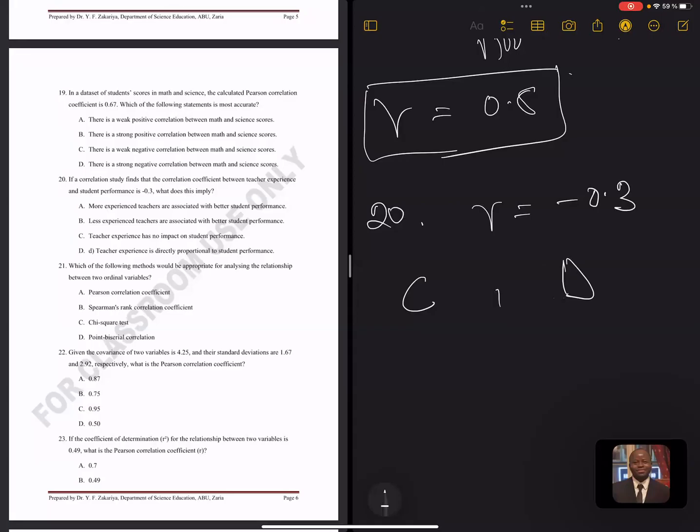Less experienced teachers are associated with better student performance. This one is low against high. So this is opposite direction. When one is low, the other is high. When one is high, the other is low. So the right answer is B. Less experienced teachers are associated with better student performance. Or you can say it in another way: more experienced teachers are associated with low student performance. It must be opposite.